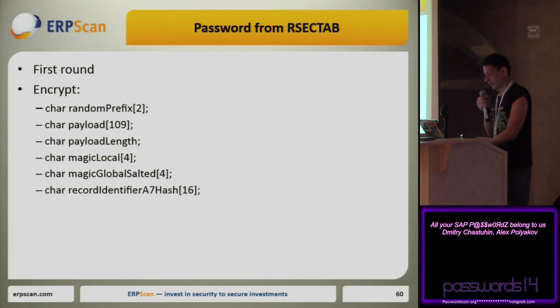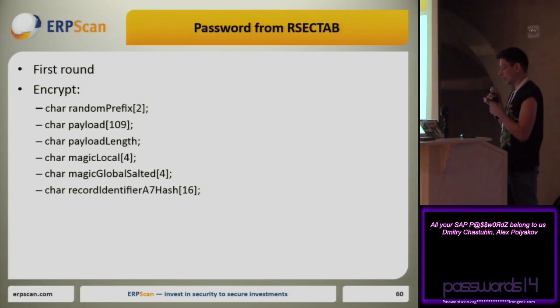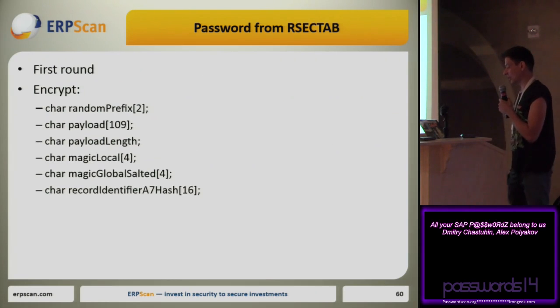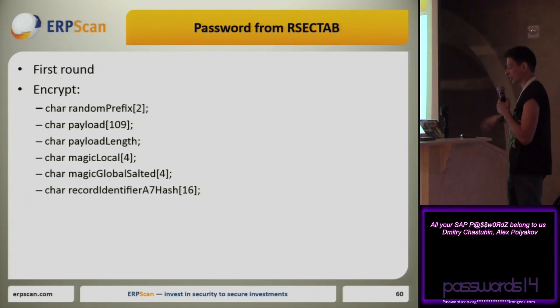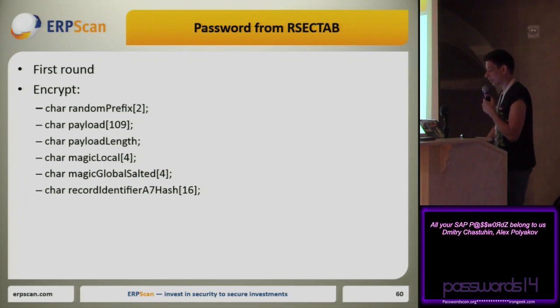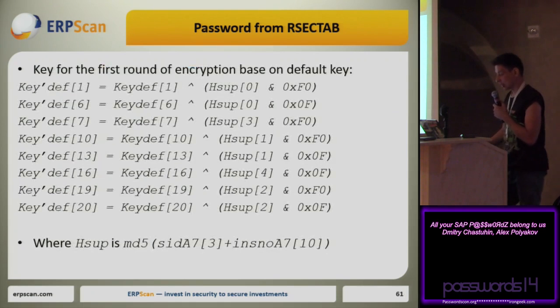In the first round, SAP encrypts only part of our data: the random prefix, payload, payload length, etc. The key for first round encryption is generated dynamically, based on the default key, which is XORed with the MD5 hash of the SID of the system and the installation number. About the default key, I will tell a bit later.